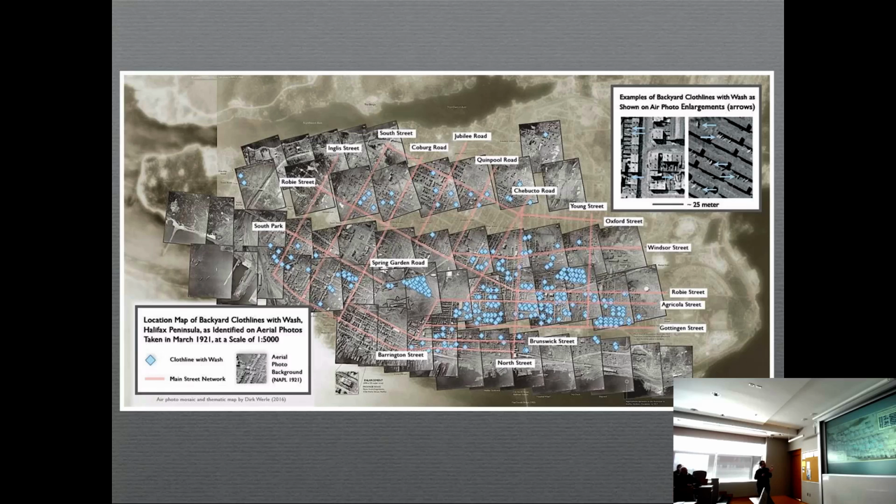And this is the situation of conservatively estimated clothesline locations in Halifax during that survey. There were about 300 of them. And they provided me with a very interesting and important clue for the data acquisition as well.